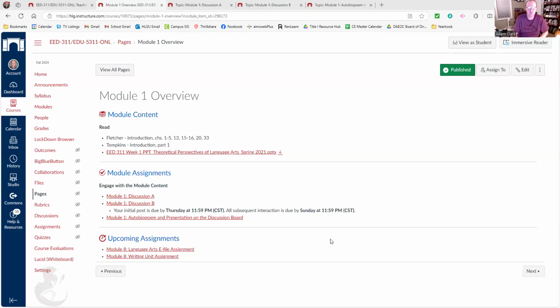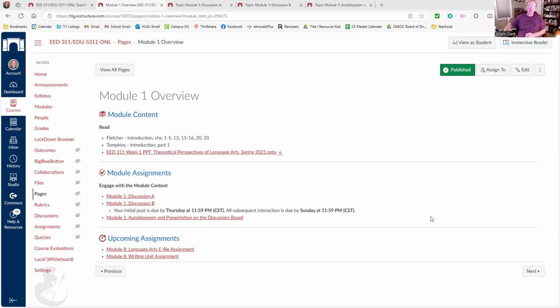So I'm going to share my screen with you really quick and jump to our Canvas course. As you can see, you have reading assignments in both textbooks. And I realize that it looks on paper like you've got a lot to read. You're like, oh my gosh, chapters 1 through 5, 13, 15 to 16, 20, and 33. That's a lot of reading. But you'll find that the chapters in the Fletcher book are actually pretty short and they're very easy to get through. So it's not as much reading as it looks like on there.